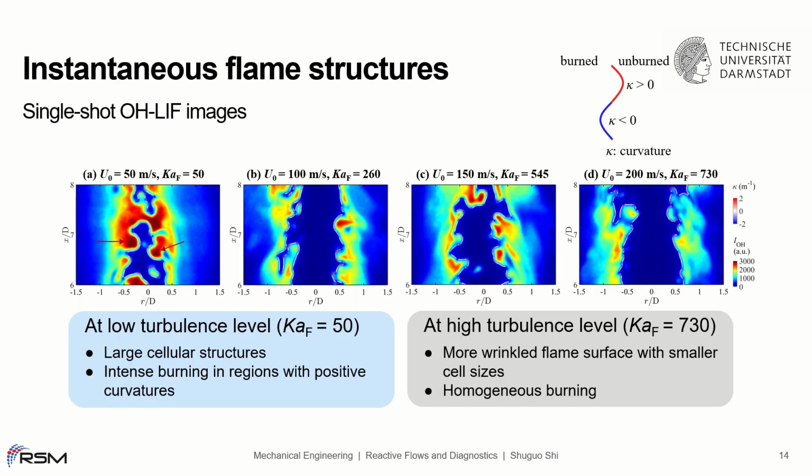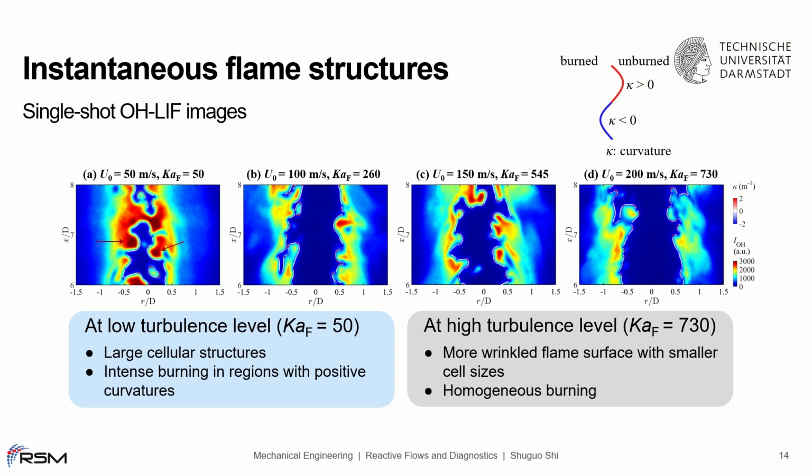The instantaneous flame structures visualized by the single-shot OH LIF images are shown in this slide. The color bar indicates the OH signal intensity. The flame surface was detected by the maximum OH signal gradient, and the flame surface curvature was derived from the intensity gradient map. As indicated by the second color bar, the concave flame surface toward the burnt side has a positive curvature. At low turbulence level, as shown on the left side, cellular burning patterns with large cell structures are observed, and burning regions with positive curvatures are prone to have a higher OH intensity.